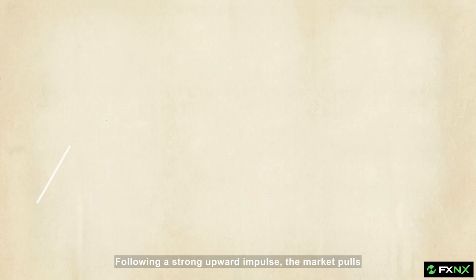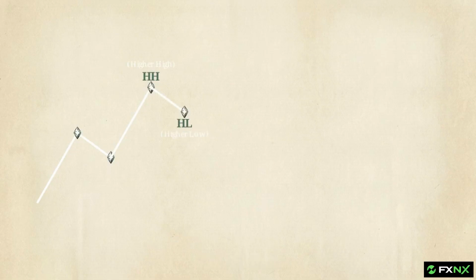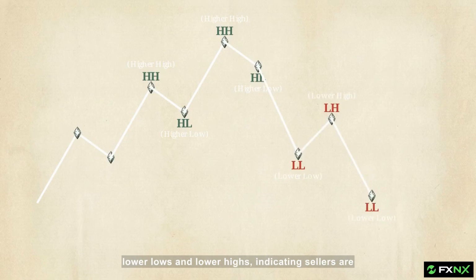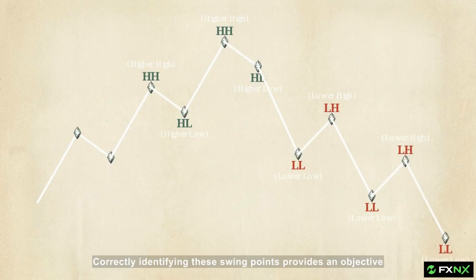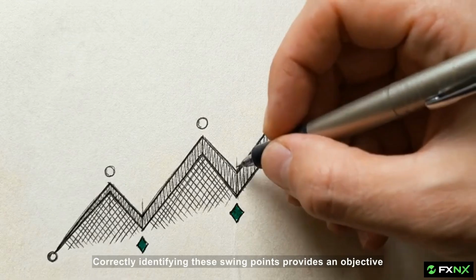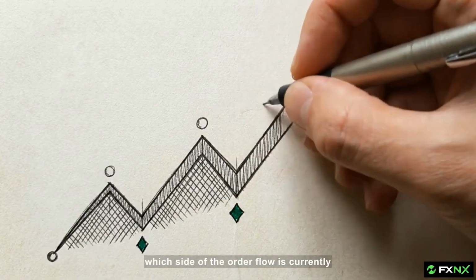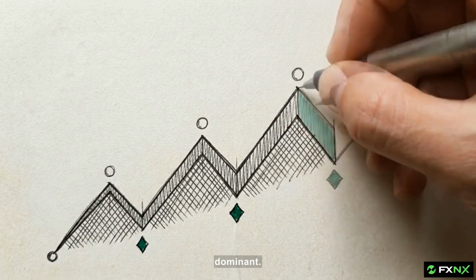Following a strong upward impulse, the market pulls back slightly. These pivot points are swing highs and swing lows. A bullish market creates a staircase of higher highs and higher lows. A bearish trend produces lower lows and lower highs, indicating sellers are in control. Correctly identifying these swing points provides an objective view of market control, allowing you to see which side of the order flow is currently dominant.